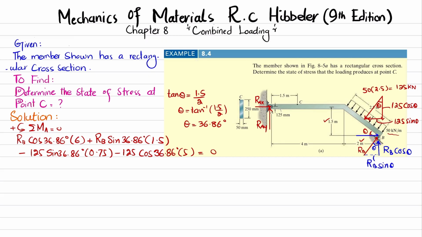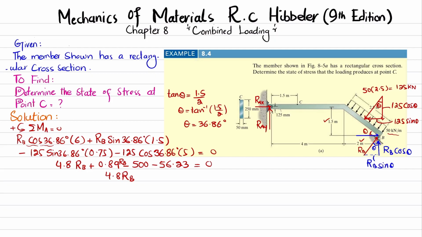So this term will give us 4.8 RB. The second term will give us 0.89. The third term will give us minus 500, and the fourth term will give us minus 56.23. That will be equal to 0. So it means that 4.8 RB, the second term is 0.89, and there is RB as well.